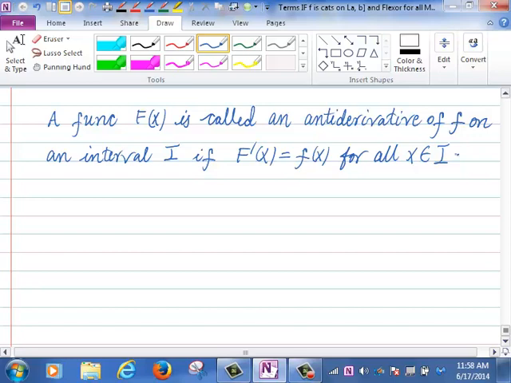So we are going to use the term differentiation, right? Differentiation is the term we use for taking derivative. Anti-differentiation would be the term for finding the antiderivative of a function. Okay.